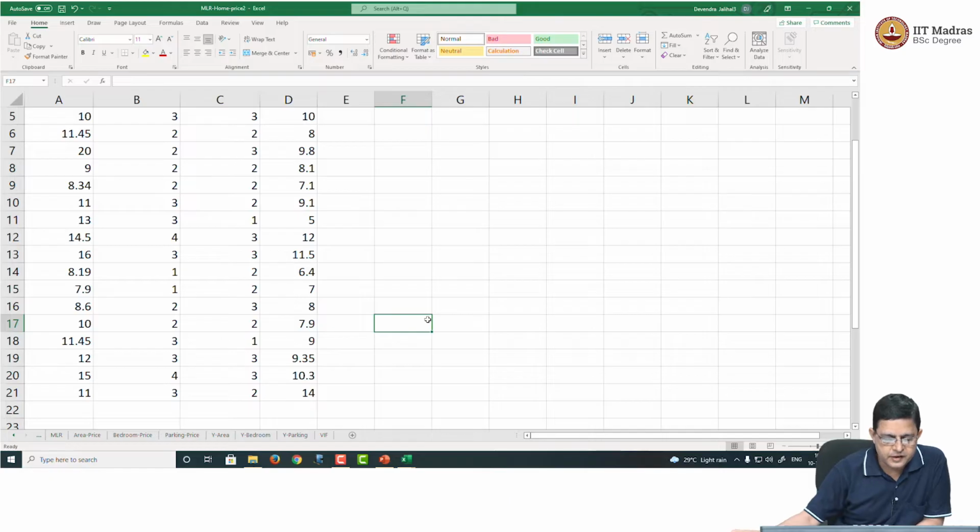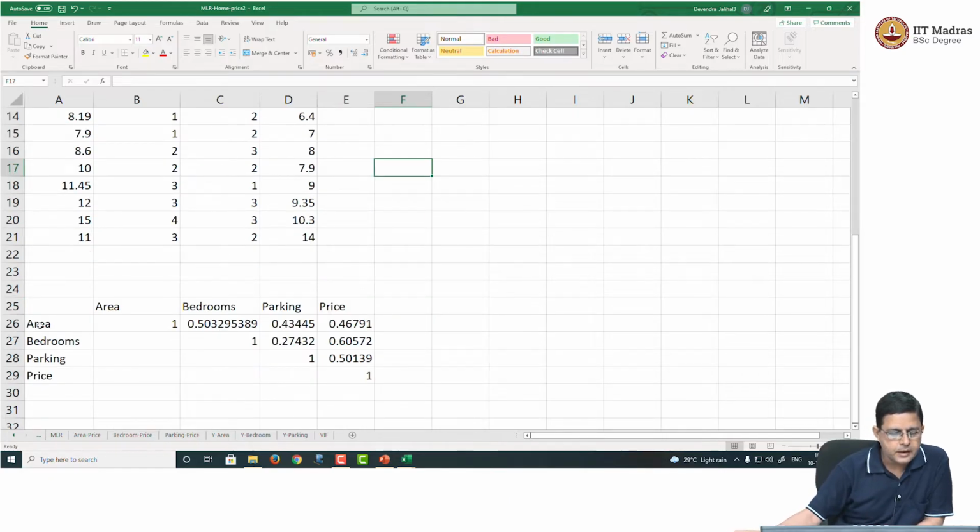Let us understand the correlation coefficients. Area has a positive correlation of 0.46, which means that as the area of the apartment goes up, the prices go up. The number of bedrooms has a correlation of 0.6. So as the number of bedrooms goes up, the prices go up, a positive and not trivial association. The number of parking lots also seems to have a positive correlation with the prices.